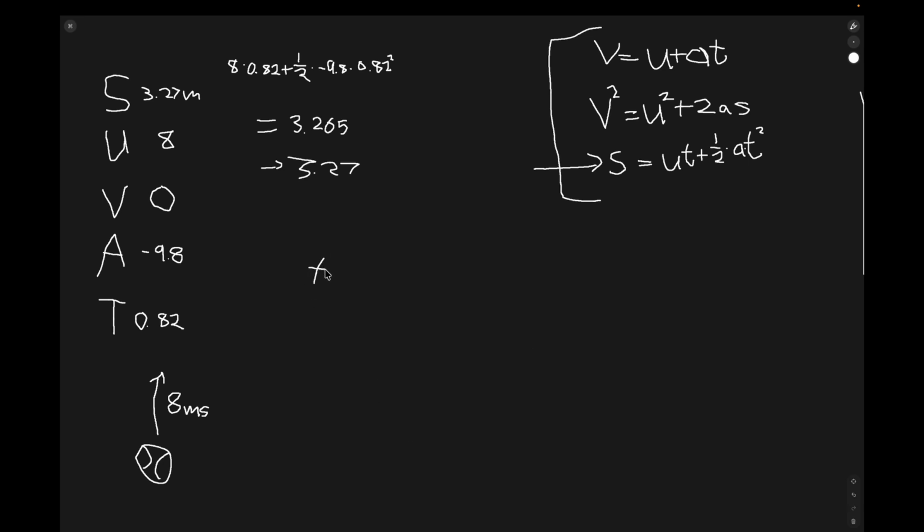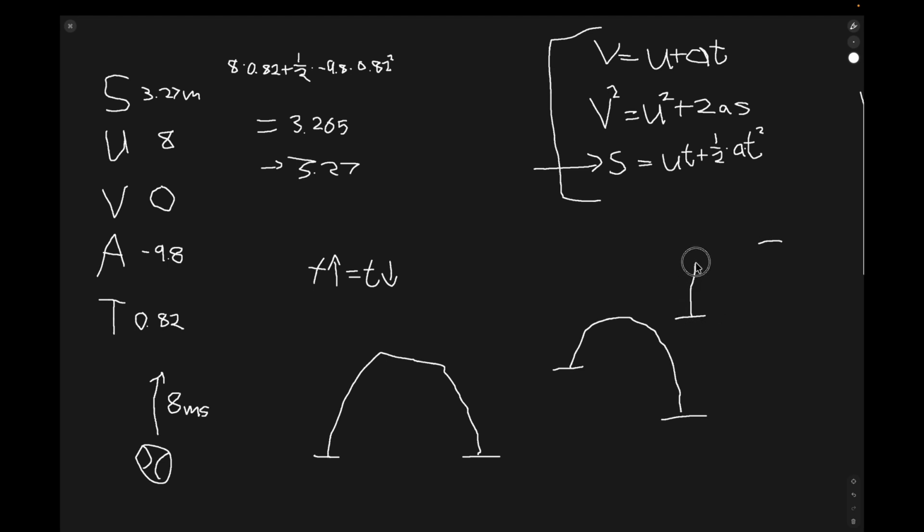Time up equals time down. And that's because the ball was thrown at the same point that it will land. It'll land at the same height as where it was thrown from. If the ball was thrown from a high platform, it wouldn't. It's only if it's landing at the same spot that it's taking off, then t up will equal t down.